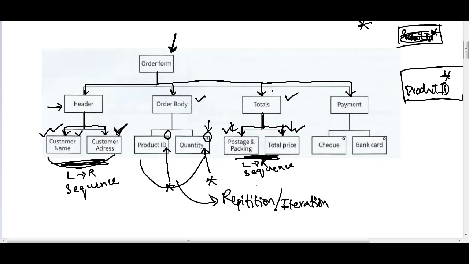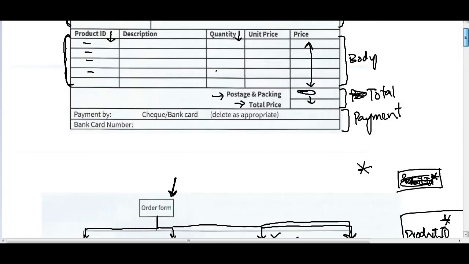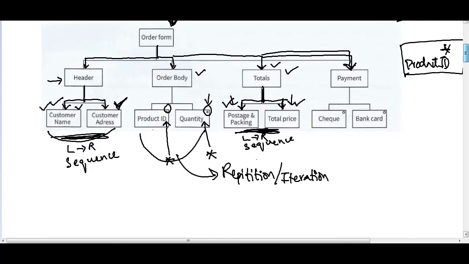And then finally, once we are done with the totals, it's time for the payment section. And as we can see here in the payment section, we have two options. We can either collect payment through check, or we can collect payment through a bank card. There is a choice: either we're going to take payment through a check, or we are going to take payment through a bank card. So it's going to be one of these.